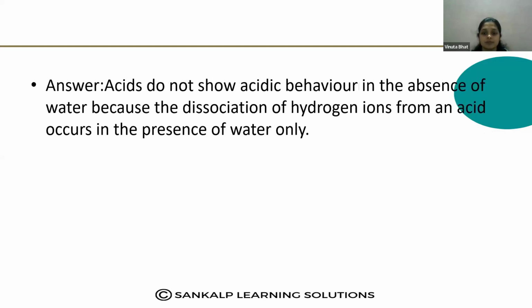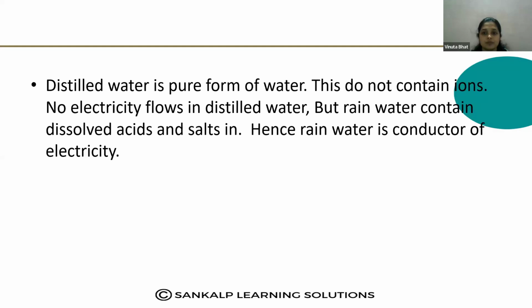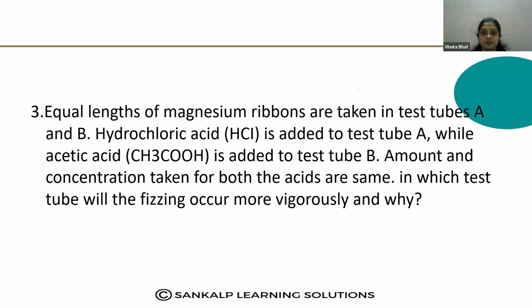Next question. Equal lengths of magnesium ribbon are taken in test tubes A and B. Hydrochloric acid is added to test tube A, while acetic acid is added to test tube B, of the same amount and the same concentration. Is the reaction taking place in both test tubes the same, or in which test tube will fizzing occur more vigorously, and why?